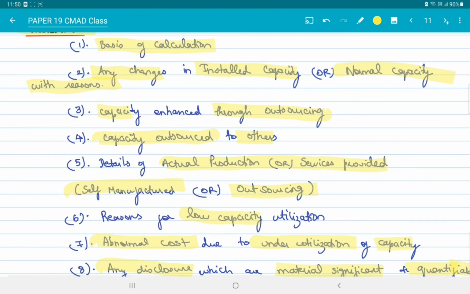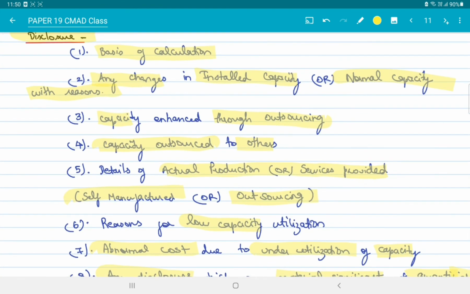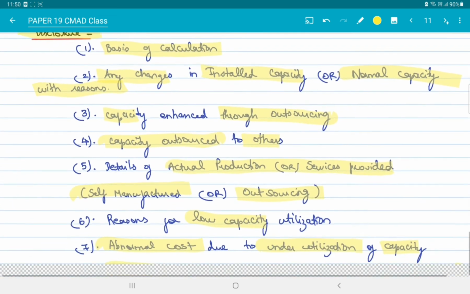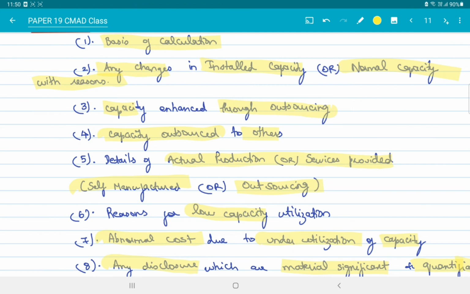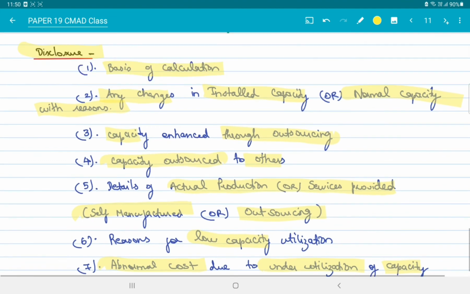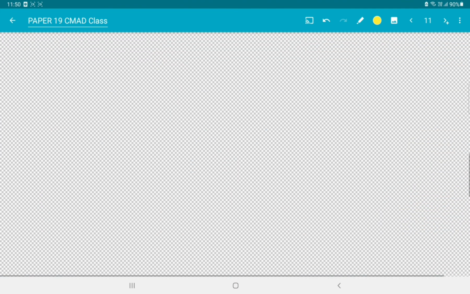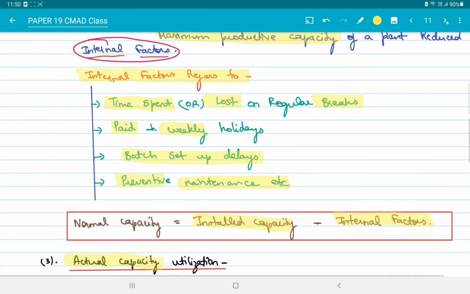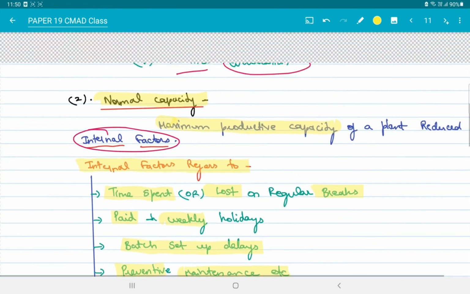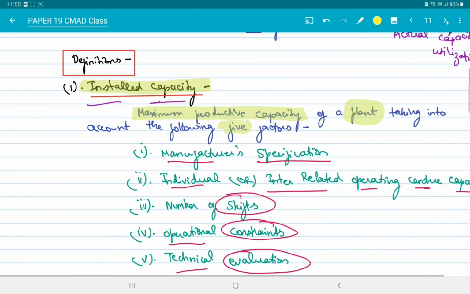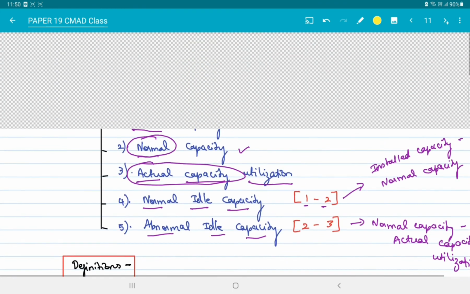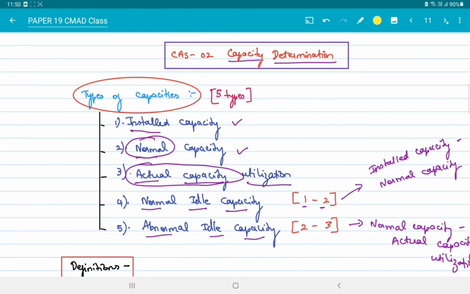So the key important points are that you should know how to compute the five capacities. From an exam point of view, I am talking, and what presentation and disclosure is to be made if there is any impact or changes. So this is the end of CAS 2 as the theory portion. Make use of these formulas shown in this notes presentation for practical problems. It will be very useful.